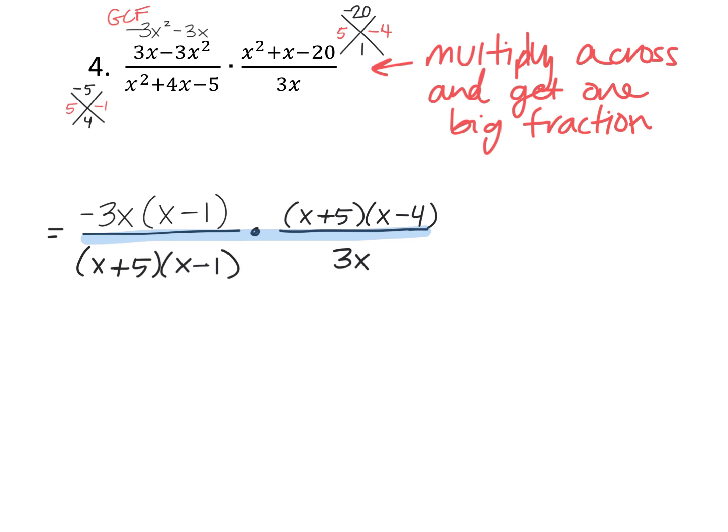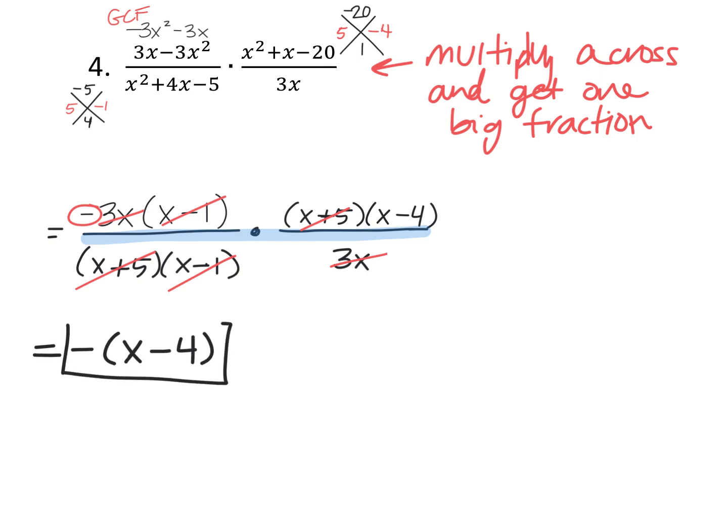X plus 5, x minus 1. What else? 3x, yes. It does still leave you with a negative, so watch for that. The negative is still there, which means that my final answer is this. Negative x minus 4. And that is all that's left. Beautiful. Got a lot better.